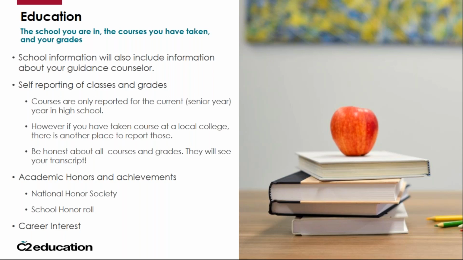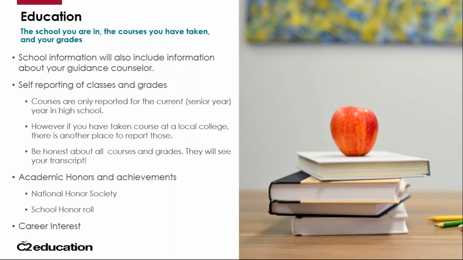Self-reporting, which is the sort of general grouping, is where basically they're still going to want to see all the official stuff. You're still going to have to send your scores from College Board or the ACT. You're still going to have to send a high school transcript. They, in a sense, are double checking you. So whatever you do, be honest. They will see your transcript in that case.